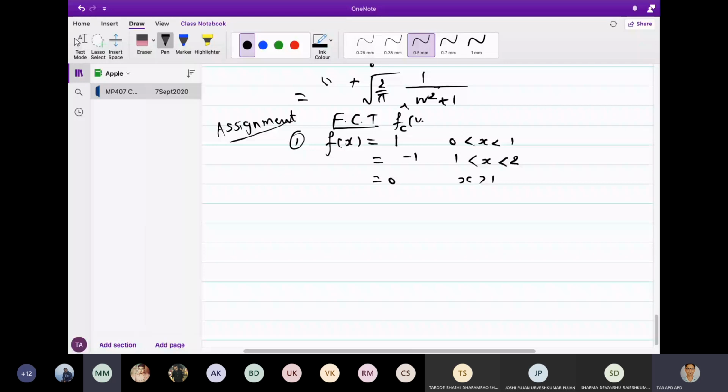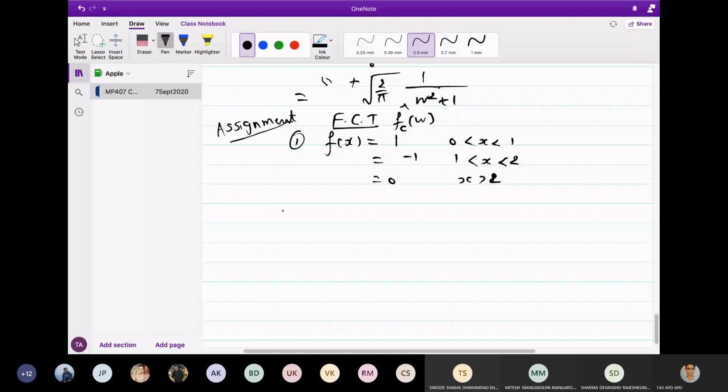Sir, F, there x greater than 2 will come, right? x greater than 2, 0. Yeah, this is going to be x greater than 2. So between 0 to 1, it is 1. Between 1 and 2, it is minus 1, and above 2, the value of function is 0. So that is one example.